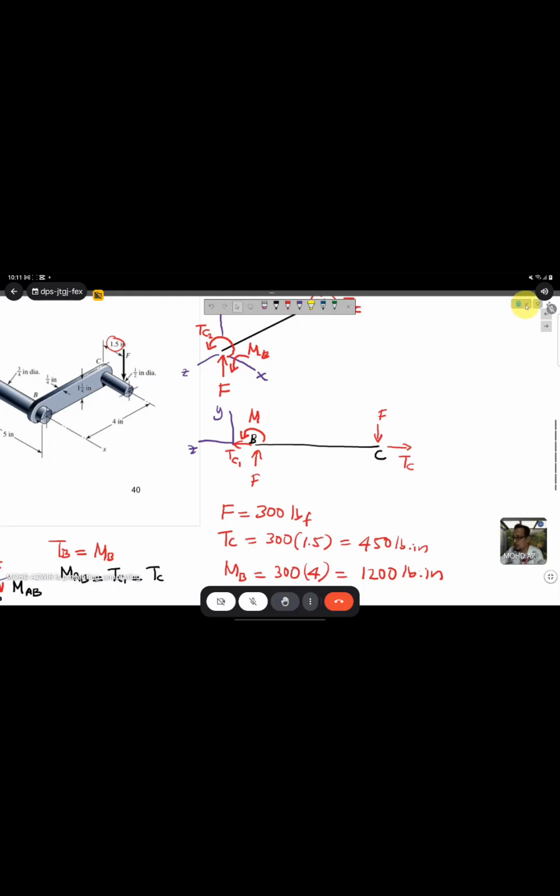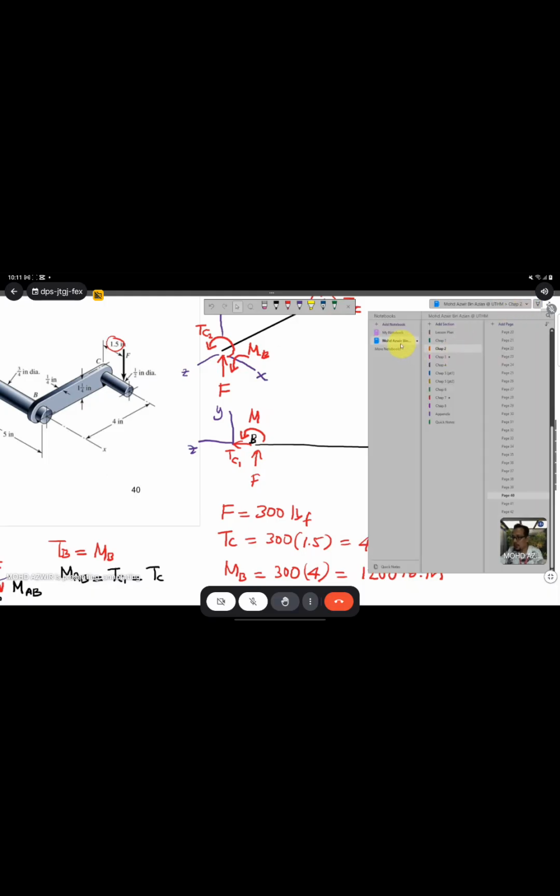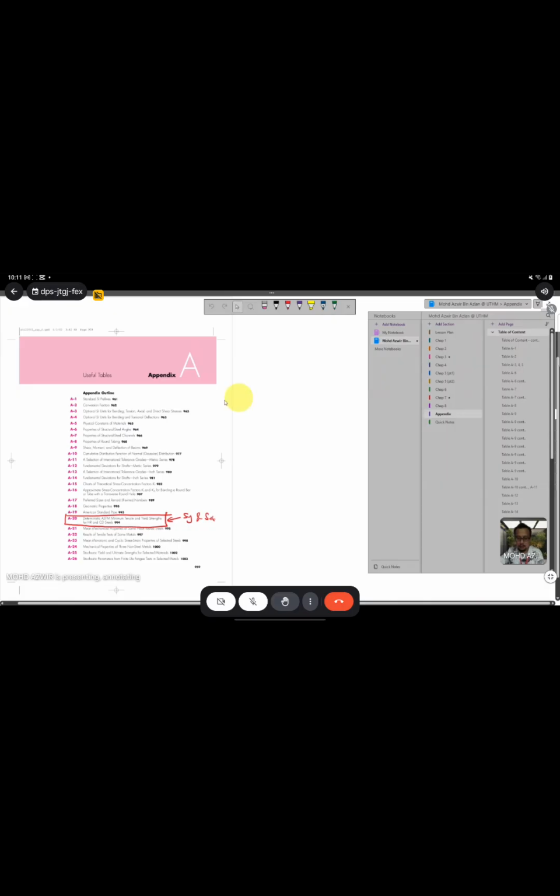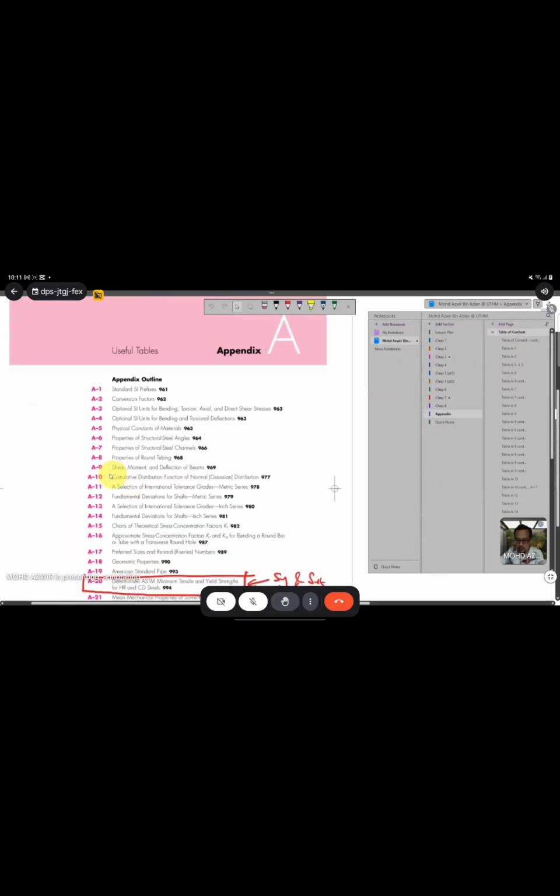If you look in the appendix, there are some guidelines for you, which is shear, moment and deflection of beams in Table A9, in Table A9.